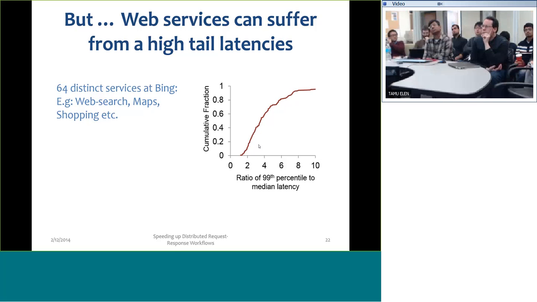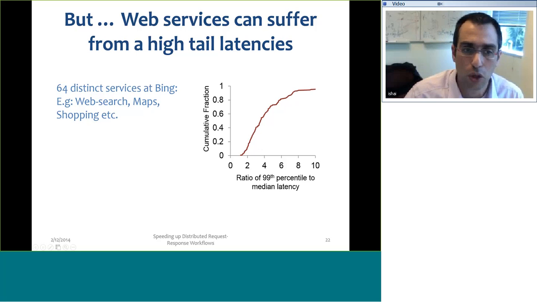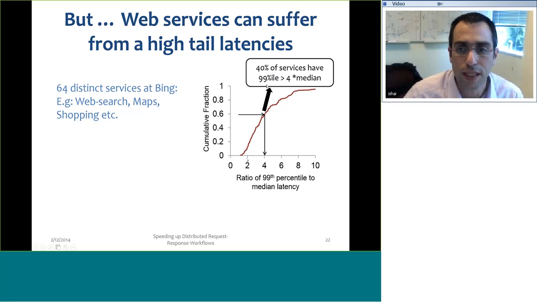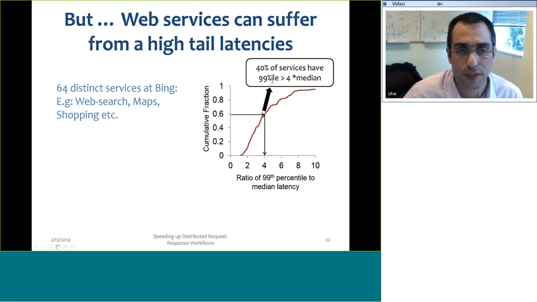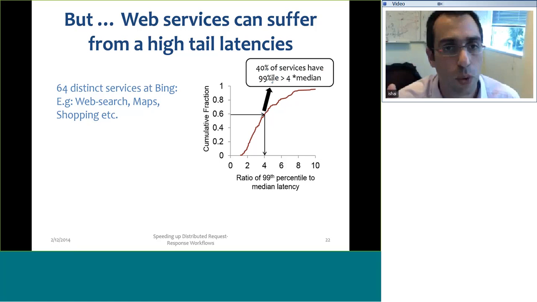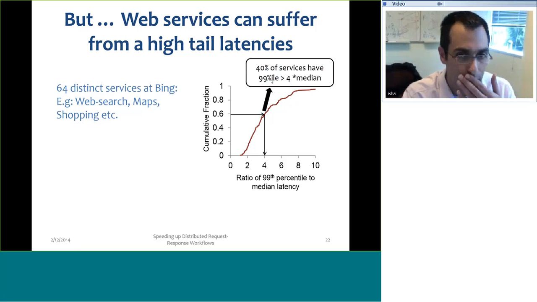If we look at the latency, something interesting comes up. This graph on the right shows the ratio of the 99th percentile of the latency to the median latency. And you can actually see that 40% of the services have the property that the 99th percentile of their latency, in other words the worst 1% of the latencies, is more than 4 times the median. So there is a large variance in terms of latencies. And actually, what you want to attack is this tail.